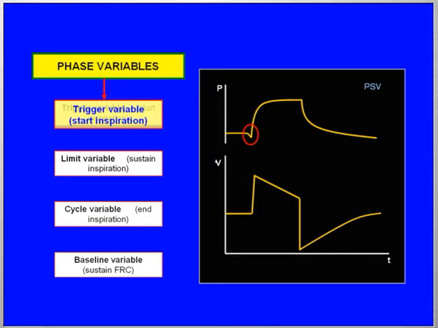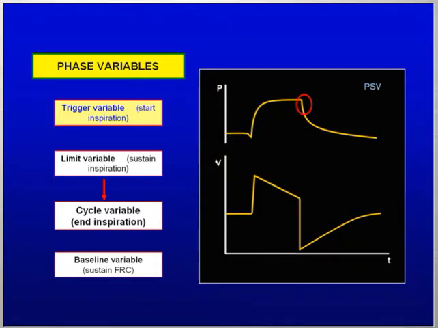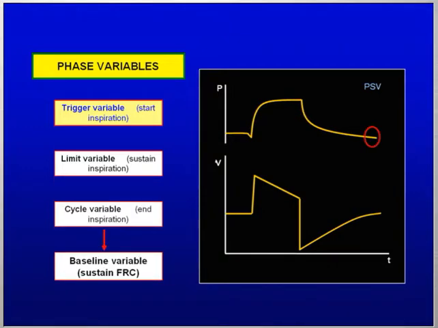The ventilator cycle has been schematically described as having 4 different phases: the initiation, the maintenance of the breath, the end of the breath, and the baseline variable. So this is the trigger variable, this is the limit variable, this is the cycle variable, and this is the baseline variable. It's important to realize that this is the way a ventilator is working, because with any different combination, you come up with new modes.